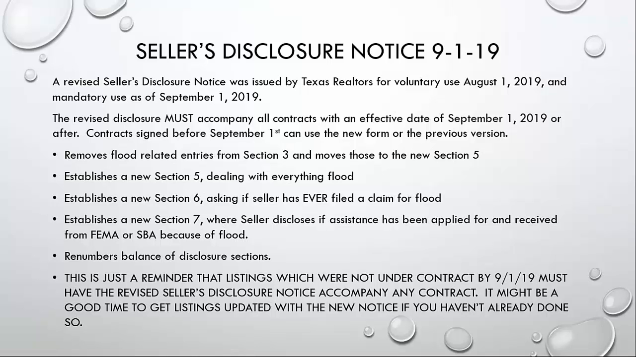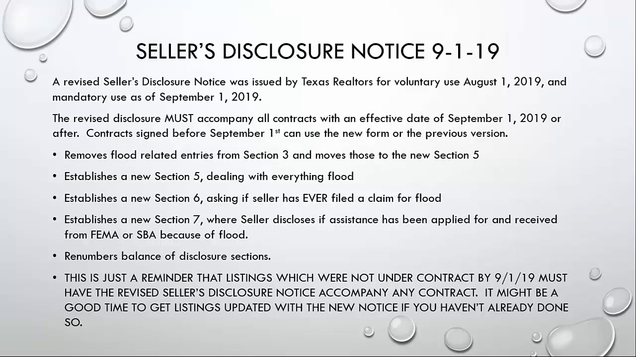So if you had a contract in title dated before September the 1st, before you go to closing, you must have a new seller's disclosure notice to attach to it. Now, what the new seller's disclosure does is it removes some flood-related entries from Section 3 and moves those to the new Section 5. So if you're really into the seller's disclosure notice, you're going to see that Section 3 is a little bit smaller than it used to be. And that establishes a new Section 5 dealing with everything flood.